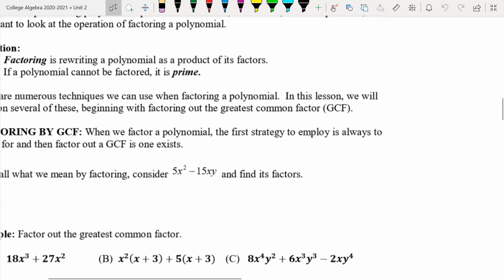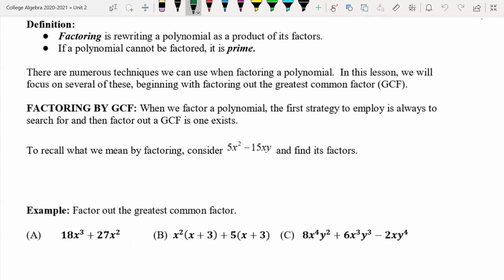As an example, I'm going to do this one right here first. This is two terms, so this is a binomial. Now let's think about what these two terms have in common. Factor-wise, I can factor out a 5, and I can factor out a single x, because in 15xy and 5x squared, the only thing they have in common is 1x, not two of them. So my GCF is 5x.